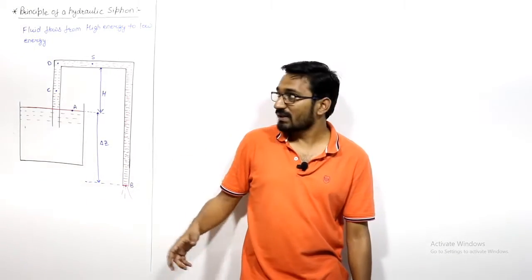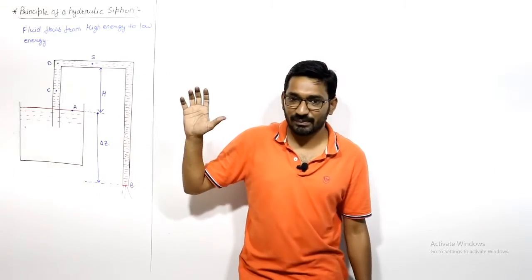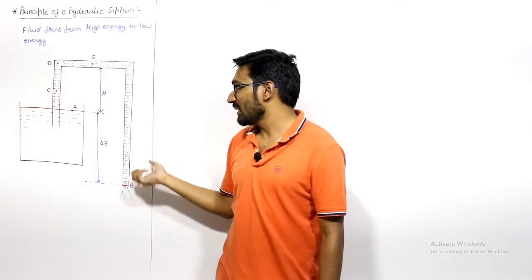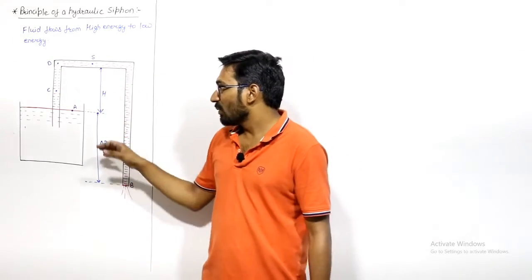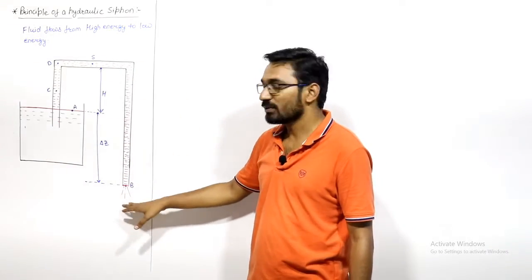So to empty this tank, we can use this kind of a pipe. This is a normal pipe, a siphon. This pipe is known as a siphon. We are assuming that the cross-sectional area of this pipe is uniform, and one end of this pipe is dipped in this tank, and the other end is set free to the atmosphere.